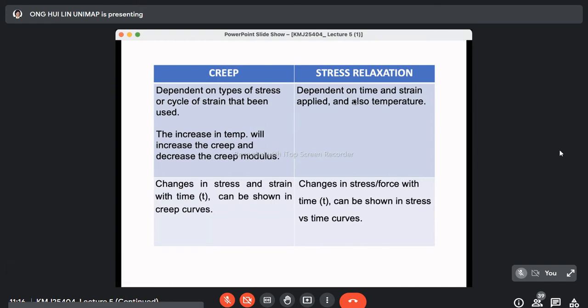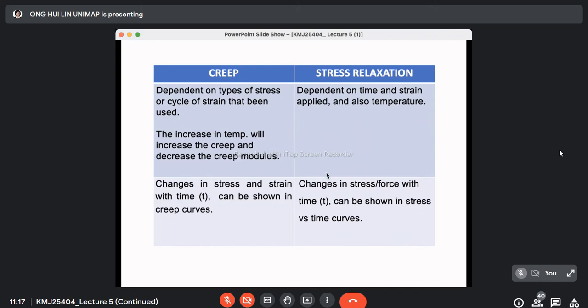And this one is dependent on the strain applied, and also the temperature. Creep is also affected by temperature. You can include that below here. The increase in temperature will increase the creep and decrease the creep modulus. Here you can also measure, if you increase the temperature, what happens to the stress relaxation.